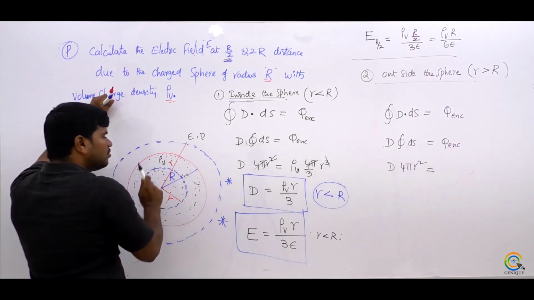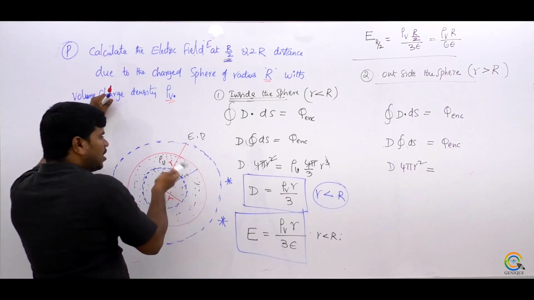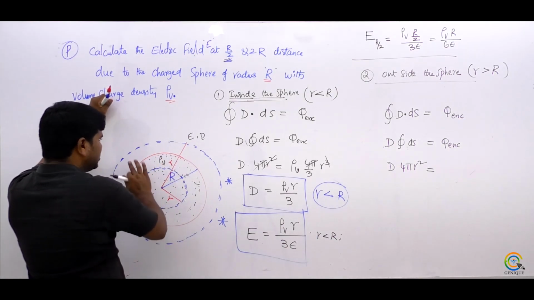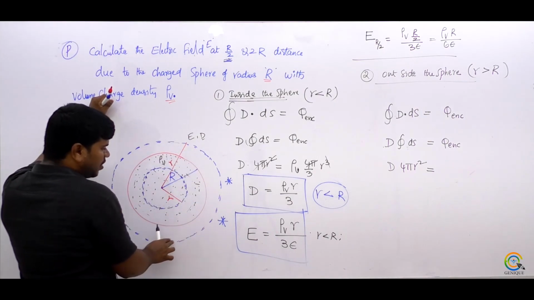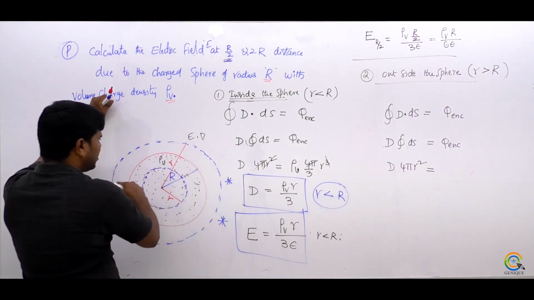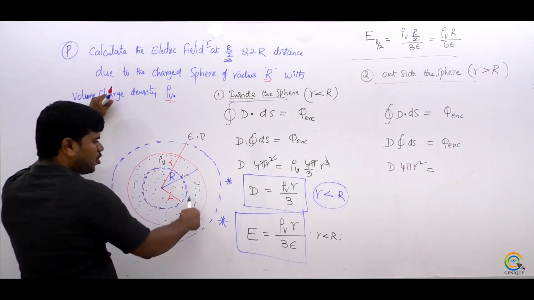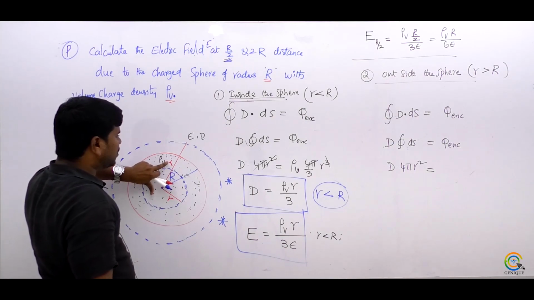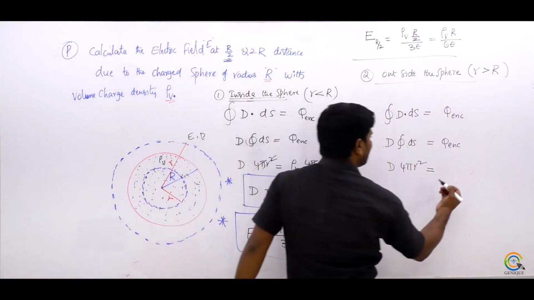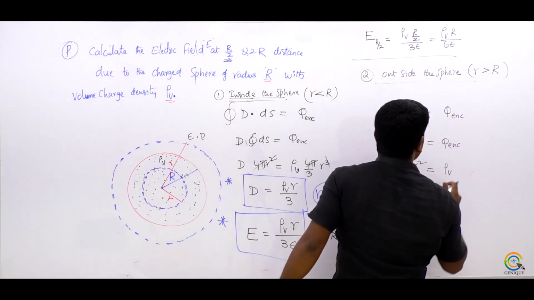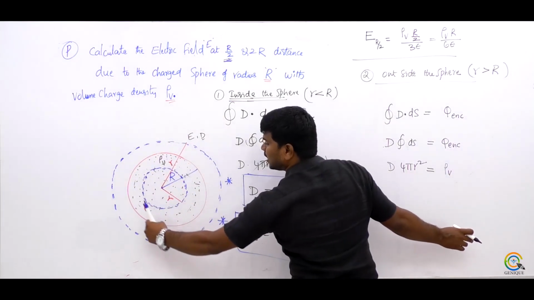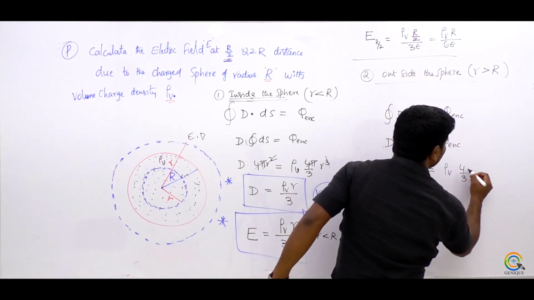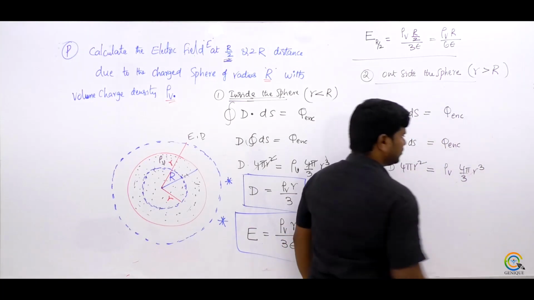Rho v into... but Q is not given, right? How can we find Q? The white region is outside, right? There is no charge here. Only this portion has the charge. So the charge enclosed is equal to rho v into the volume of this sphere containing the charge, rho v into 4/3 pi r cube.